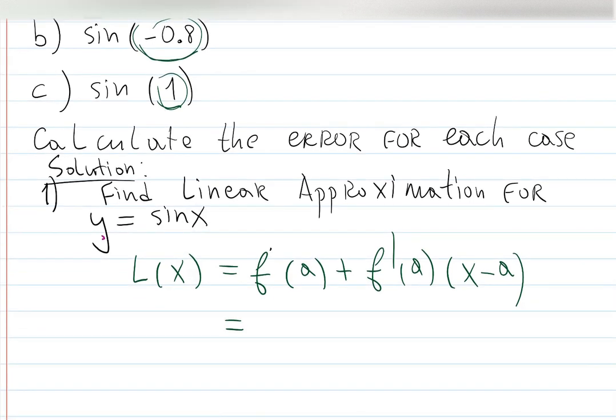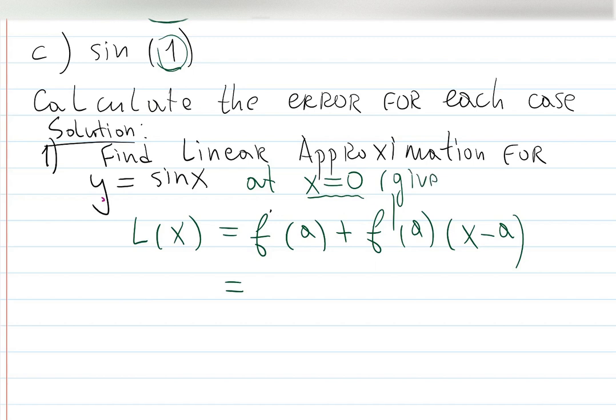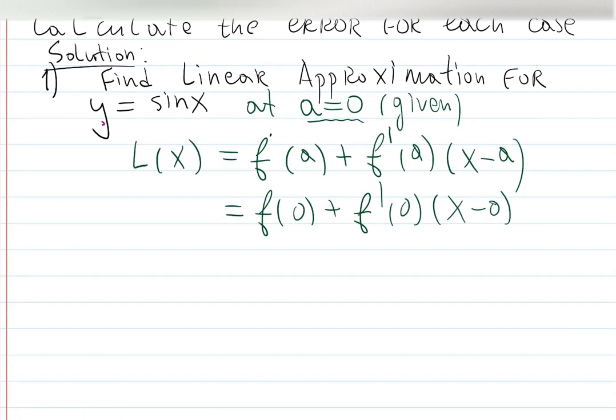So let's find the approximation at x equals 0. Again, usually we give you this. Usually this thing is given, but I wanted to point out that this is how science is made. Then, if x is my a, I'm plugging in 0 everywhere, so it becomes f at 0 plus f prime at 0 times x minus 0. And then I just need to calculate all of this, knowing that my f, let's call it not y, let's call it f of x, is sine x.